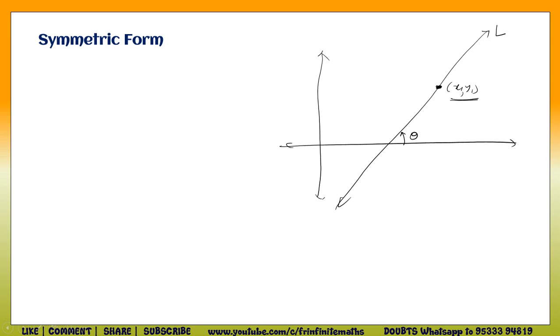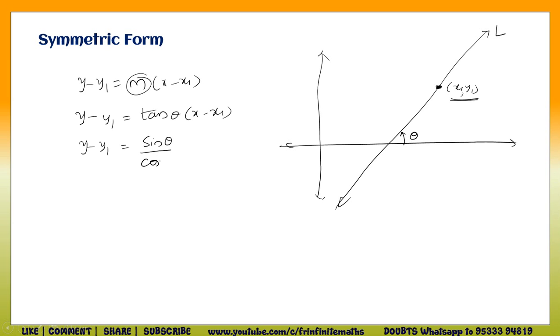Then the symmetric form is nothing but the form which we obtain from point slope form, right? So what is point slope form? So y minus y1 is equal to m into x minus x1 only, no? So here since I know theta, so instead of m I can write this as y minus y1 is equal to tan theta into x minus x1, right? Again I can write tan theta as sin theta by cos theta, so sin theta by cos theta into x minus x1.